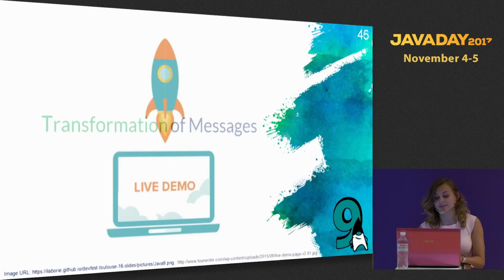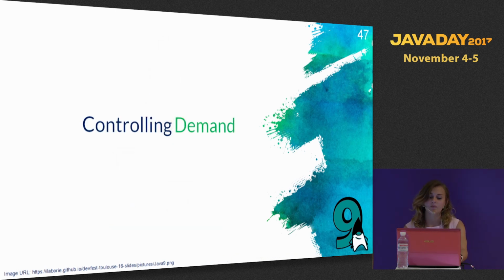And last, but not least, it was the demo. We will be using these subscribers and publishers to control the demand. It's no secret that the back pressure problem occurs very often when working with reactive streams. Do you know what back pressure is? Basically, it's when the publisher produces too many messages, so the consumer cannot handle them.